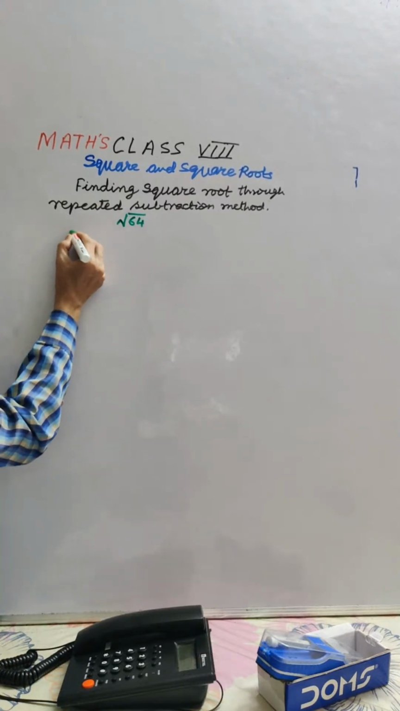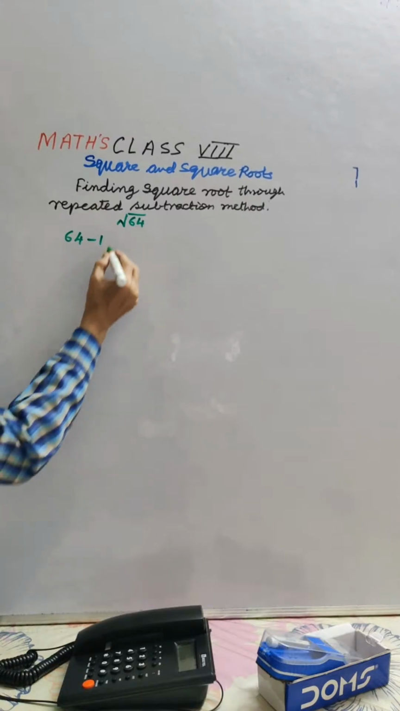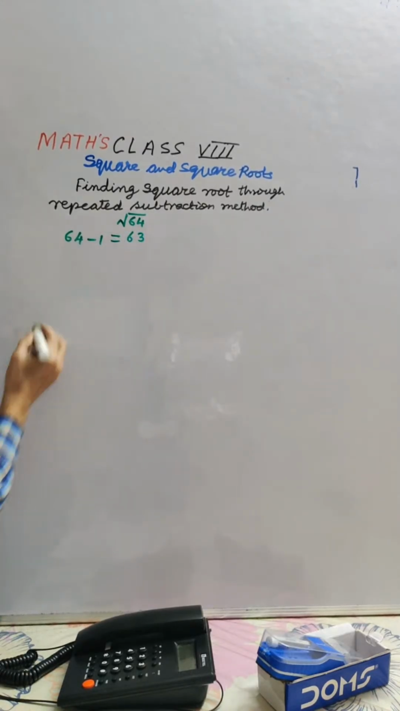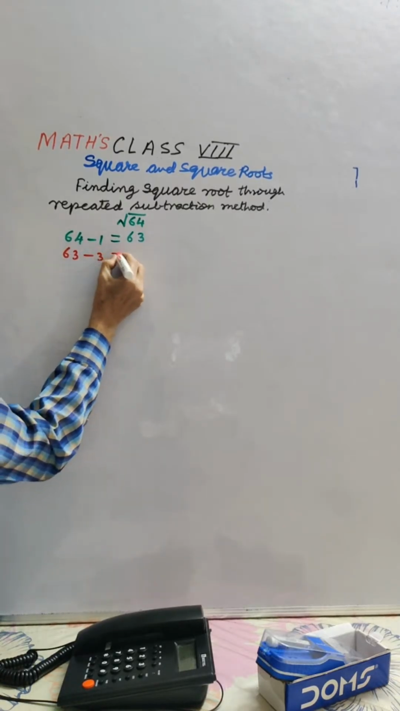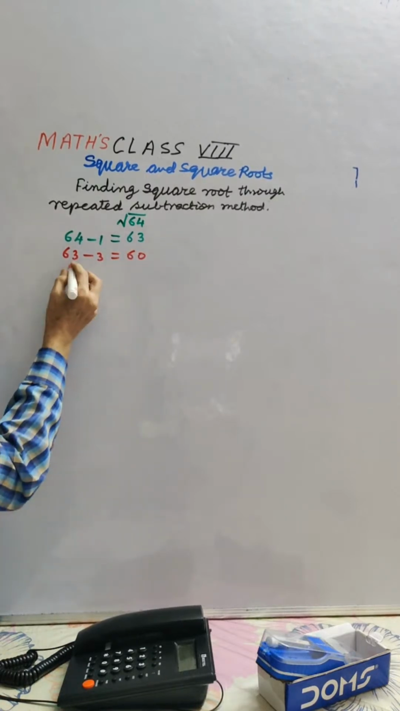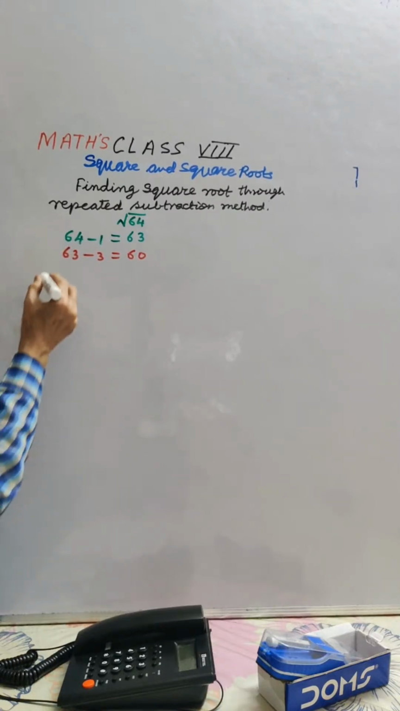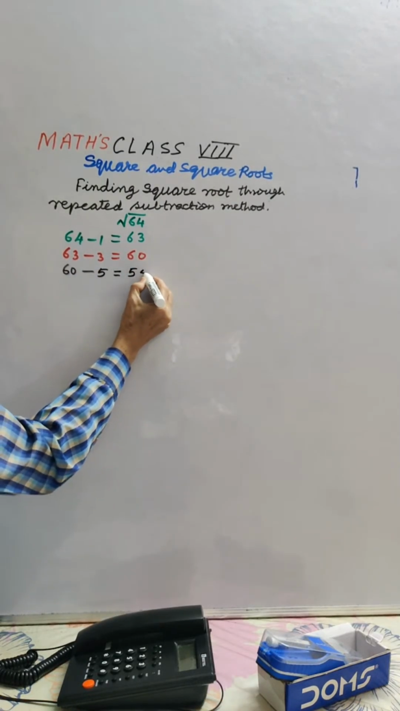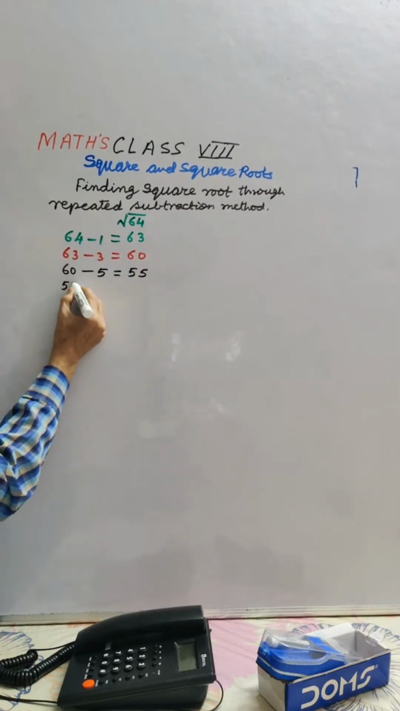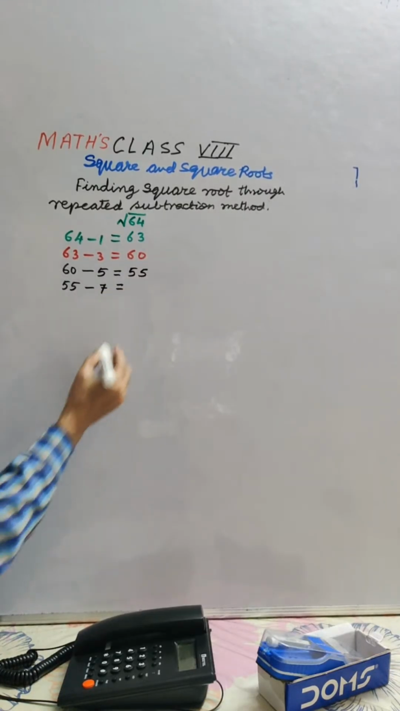So first we shall subtract from 64. First odd number is 1. 64 minus 1 is equal to 63. Then 63 minus the second odd number, 3, is 60. And the next odd number is 5. 60 minus 5 is equal to 55. Now 55 minus 7 is equal to 48.